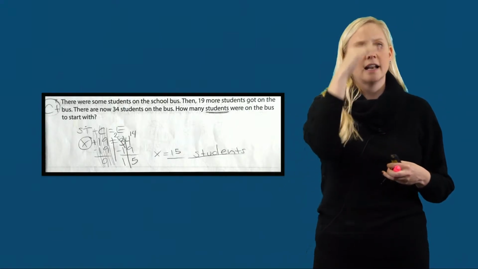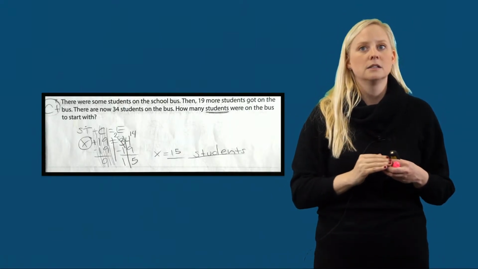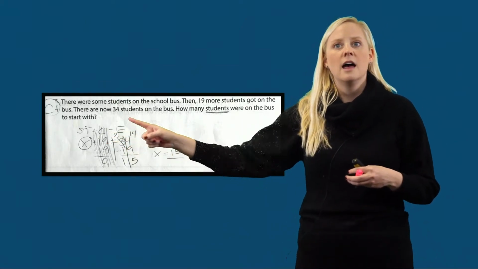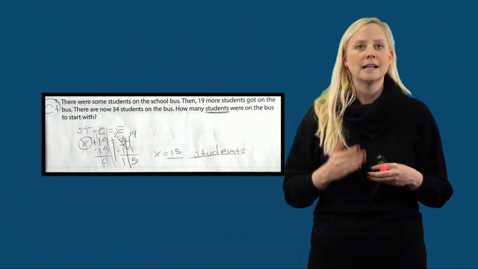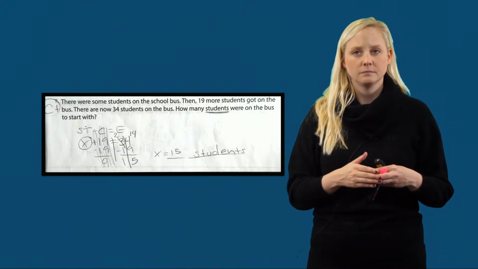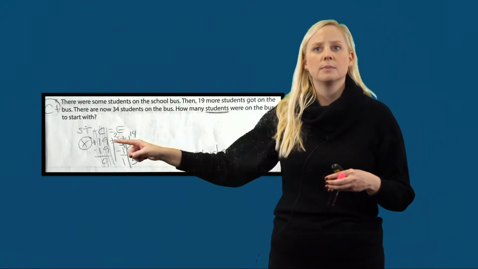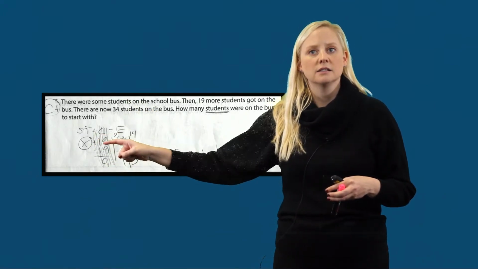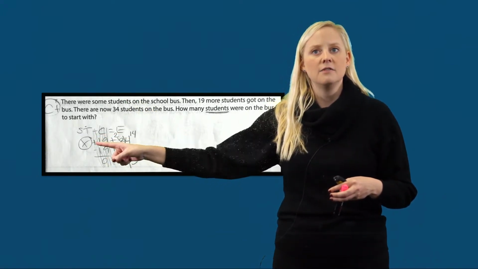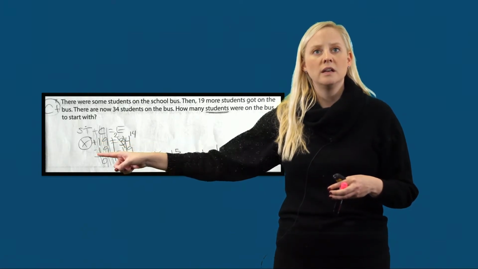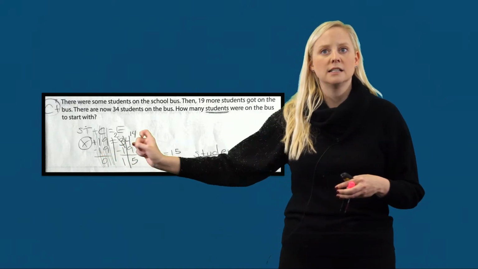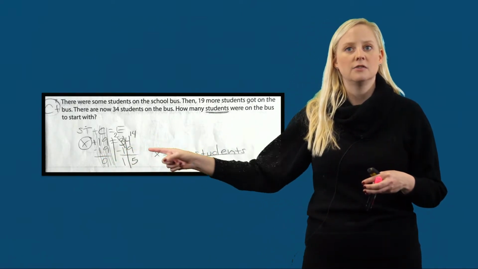The change was that 19 more students got on the bus. So the change amount was 19. So the student wrote 19. And the end amount was 34 because that's how many are on the bus now. Then the student wrote the plus and same as sign, drew a line down, circled the X, realized that X is not isolated. If it says plus 19, we need to subtract 19 to get the X alone. If we subtract 19 from that side, we need to subtract 19 from this side.